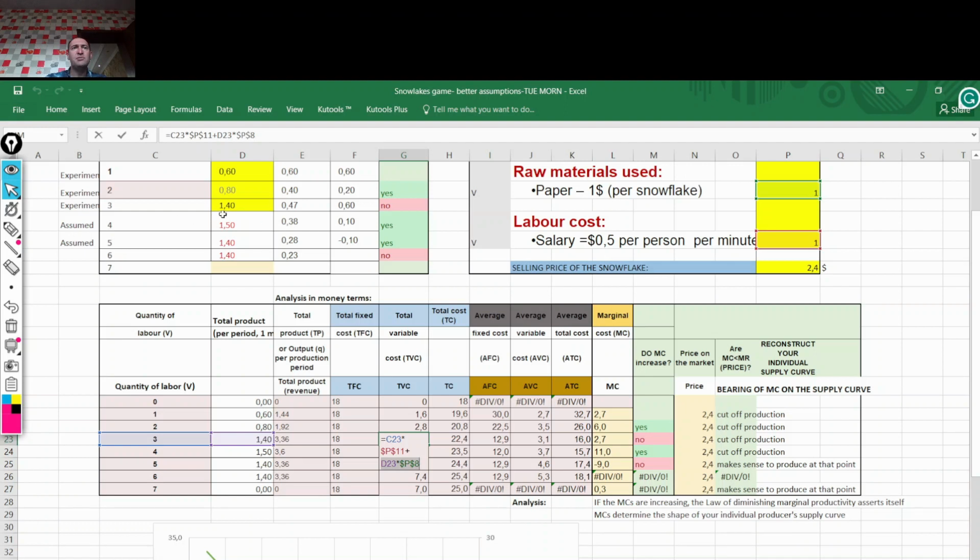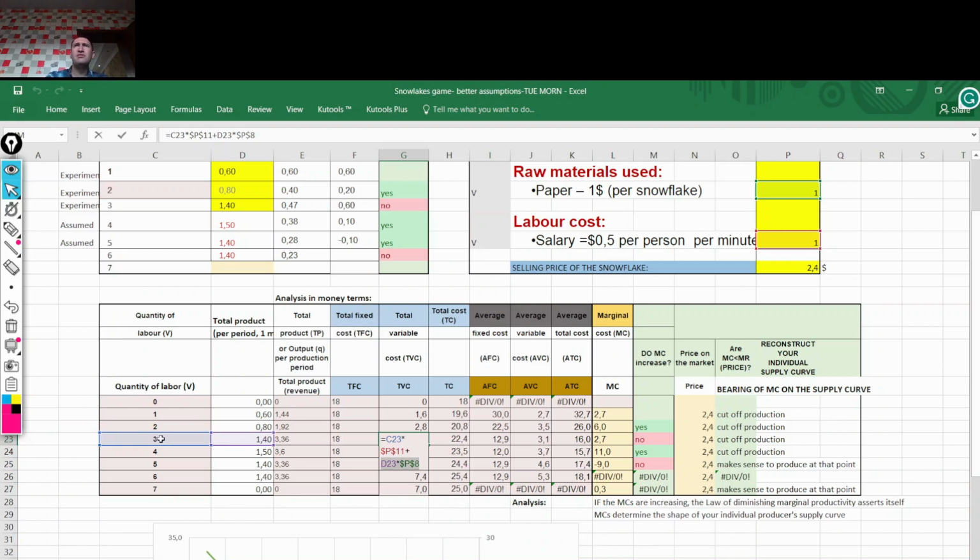Plus, there will be something on top of the labor cost that will be the variable cost of raw materials. And when you employ 3 people, you make how many snowflakes? 1.4 snowflakes in a minute, right? And each snowflake is costing you, in terms of the paper it consumes, $1 per snowflake, and you make 1.4 snowflakes per minute. So it will cost you $1.4 per minute in raw material costs to make the snowflakes. So it's $1.5 in terms of labor and $1.4 in terms of the raw material costs, right? So those two terms are your variable costs for that situation with 3 workers employed.